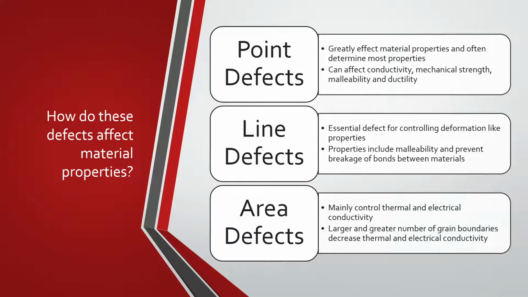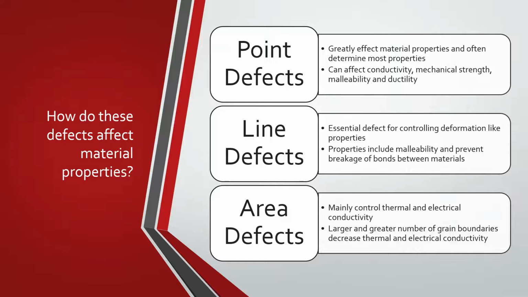Whereas interstitial atoms, since they are an impurity, mix the properties of the impurity with the solvent, changing the properties a little bit to get a little of the impurity and the solvent. So next, line defects, which are essential for controlling deformation-like properties. These properties include malleability, breakage, strength, and whatnot. So these dislocations can cause lattice structures to weaken and make elements more malleable, more brittle, and give them less strength.